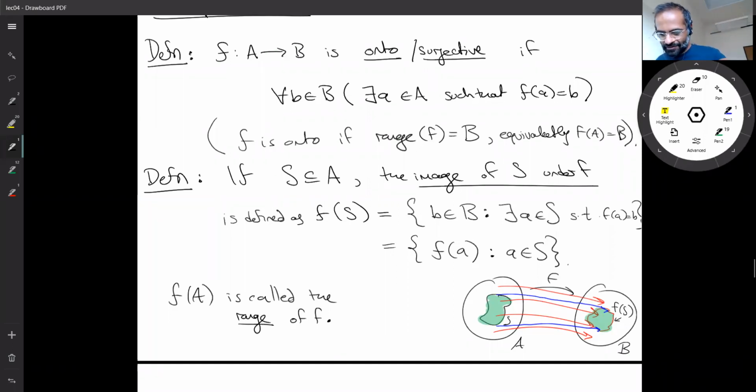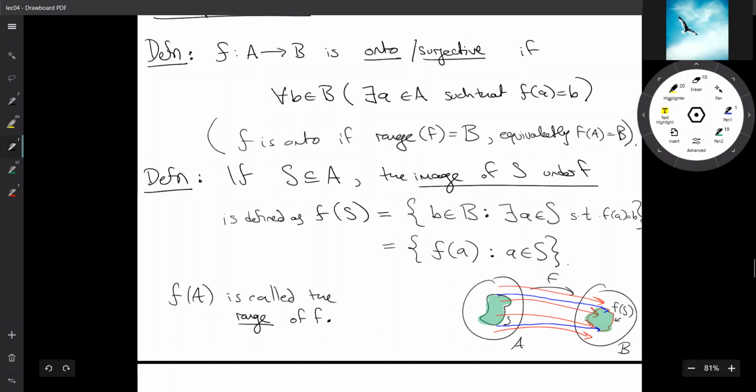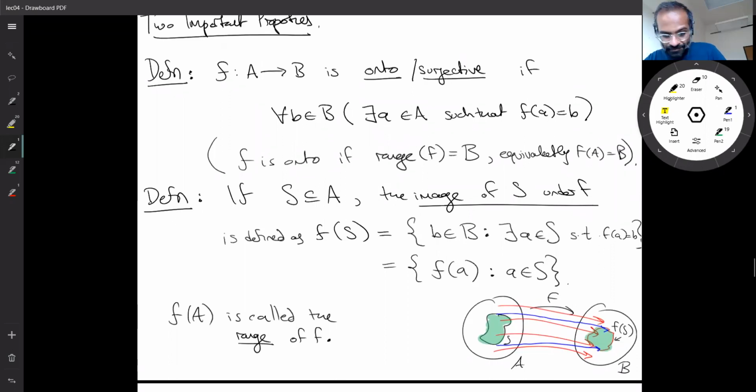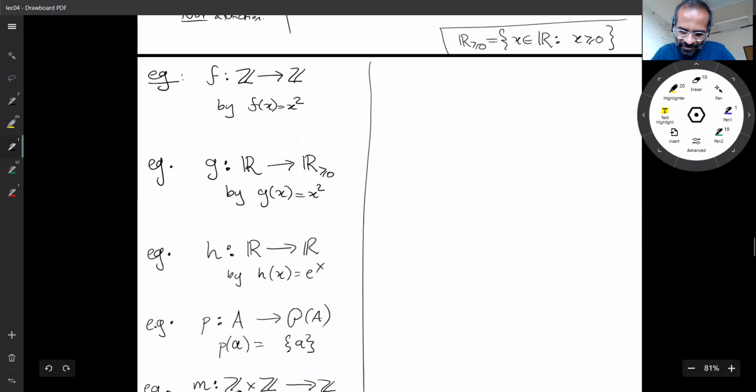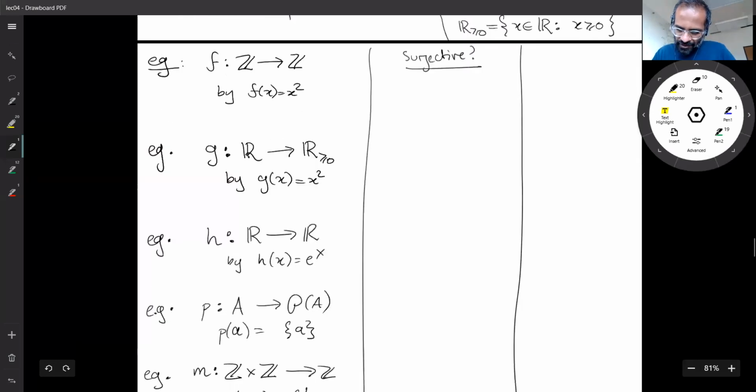So now let's, excuse me? Could you give an example where the range and the codomain are different? Yeah, so now we're going to go back to our examples and apply this concept. So now I'm going to ask for each of these functions, is it surjective? In fact, we'll just do surjective today.